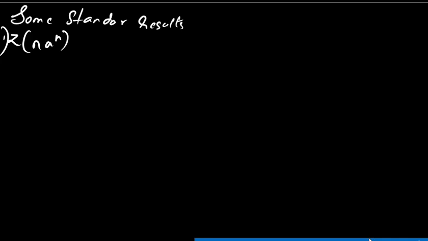So coming to some standard results based on the damping rule. First you have to list what is a known result. Z transform of n power k is minus z d by dz of z transform of n power k minus 1. So this is what we have.